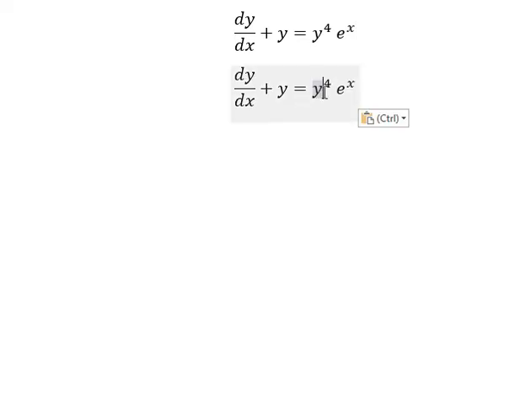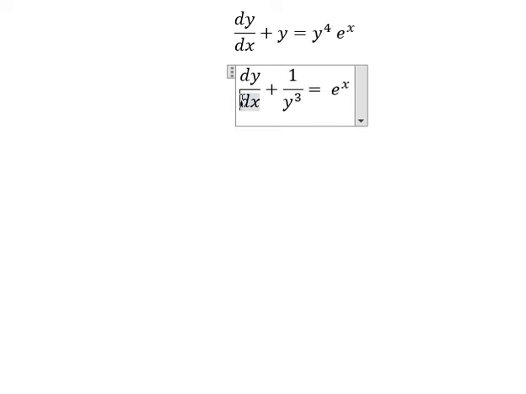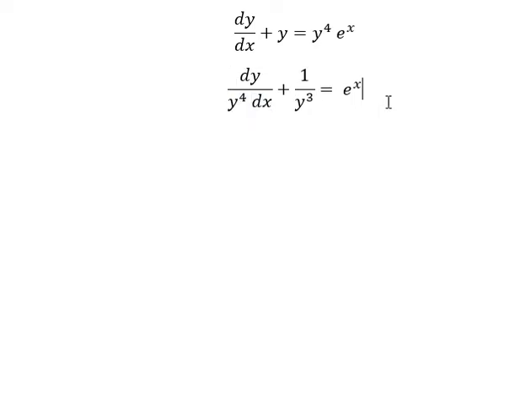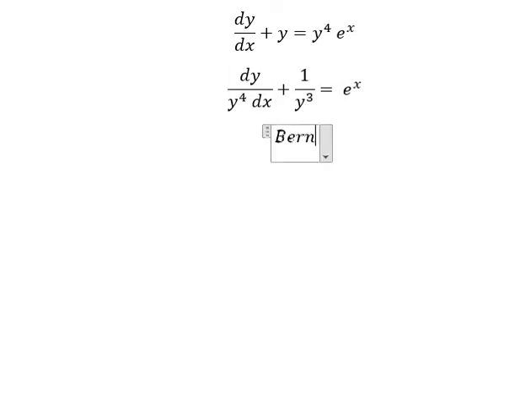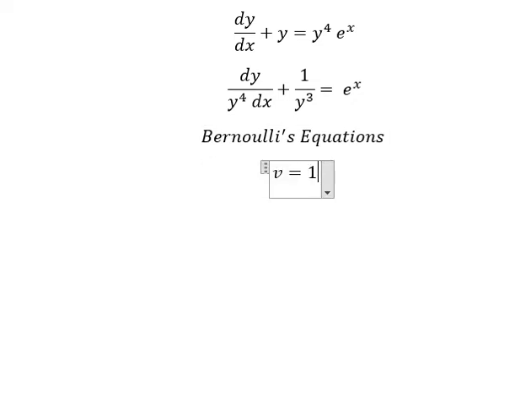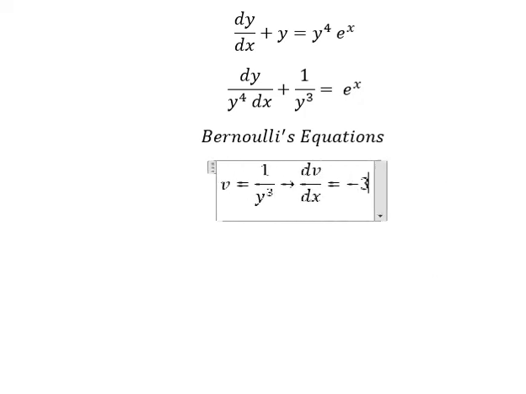We need to divide both sides by y to the power of 4. Next, we see that this one and this one, that is about Bernoulli's equations. So I will put v equal to 1 over y to the power of 3. Later, we do first the derivative for both sides. And we have like this.